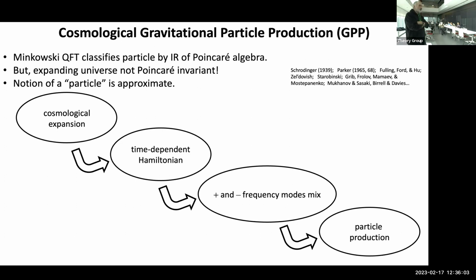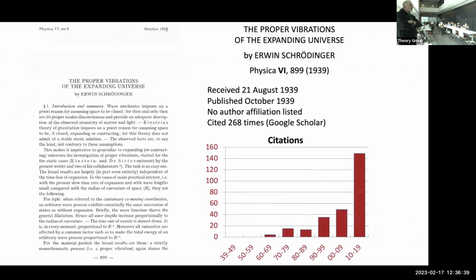In the modern view, quantum field theory in curved space-time really started with the work of Lenny Parker in '65 and '66, and all of Lenny's students. And there was a lot of work in the Soviet Union and in Britain, worrying about quantum field theory in curved space-time. Bob is worried about that. But it started with an interesting paper by Schrodinger in 1939, called "The Proper Vibrations of the Expanding Universe." Bob, do you know about this paper? Vaguely, okay.